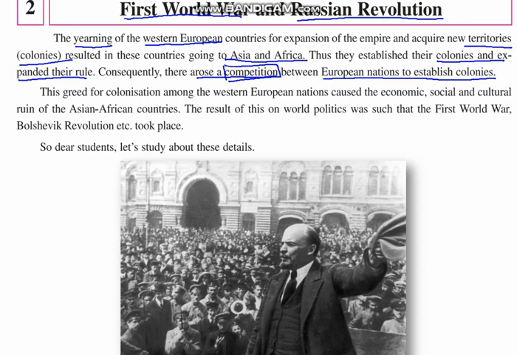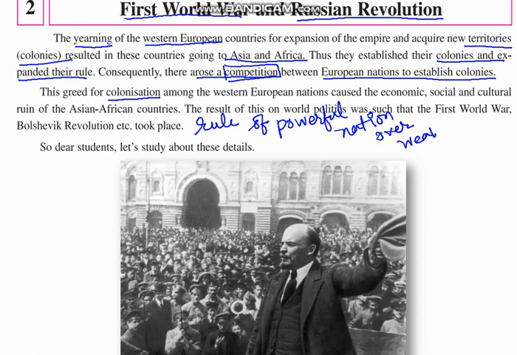This greed of colonization. Now what is colonization? Colonization means rule of a powerful country over a weaker country. I have already given this definition in the first chapter. Rule of a powerful nation over a weaker nation is called colonization. What they do is they basically form colonies or territories over there and they exploit that country.